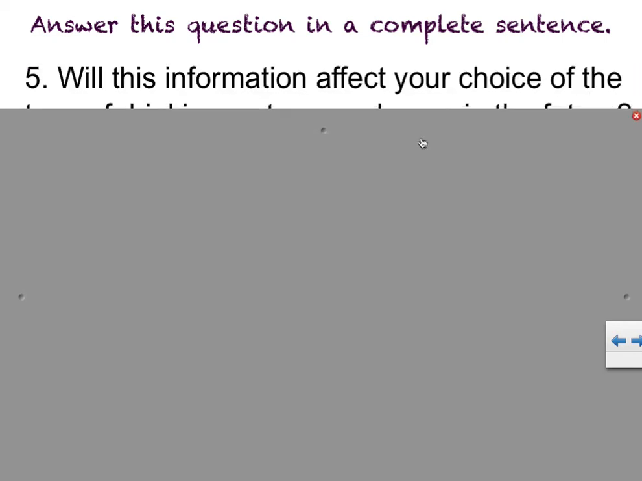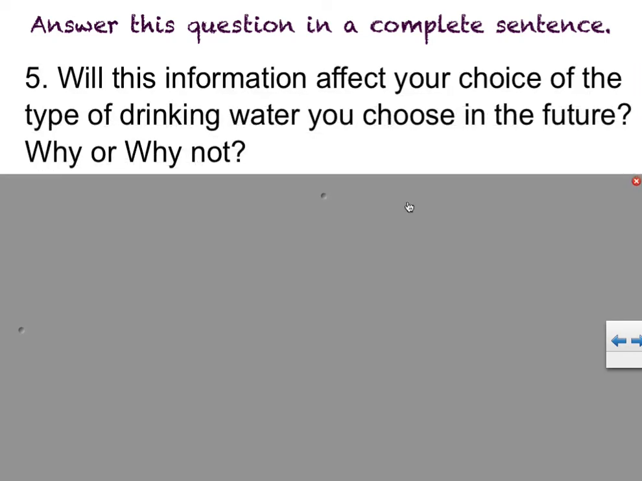You don't have to write this portion. Answer this in a complete sentence. You don't have to write that. Just write this question. And then you're done.